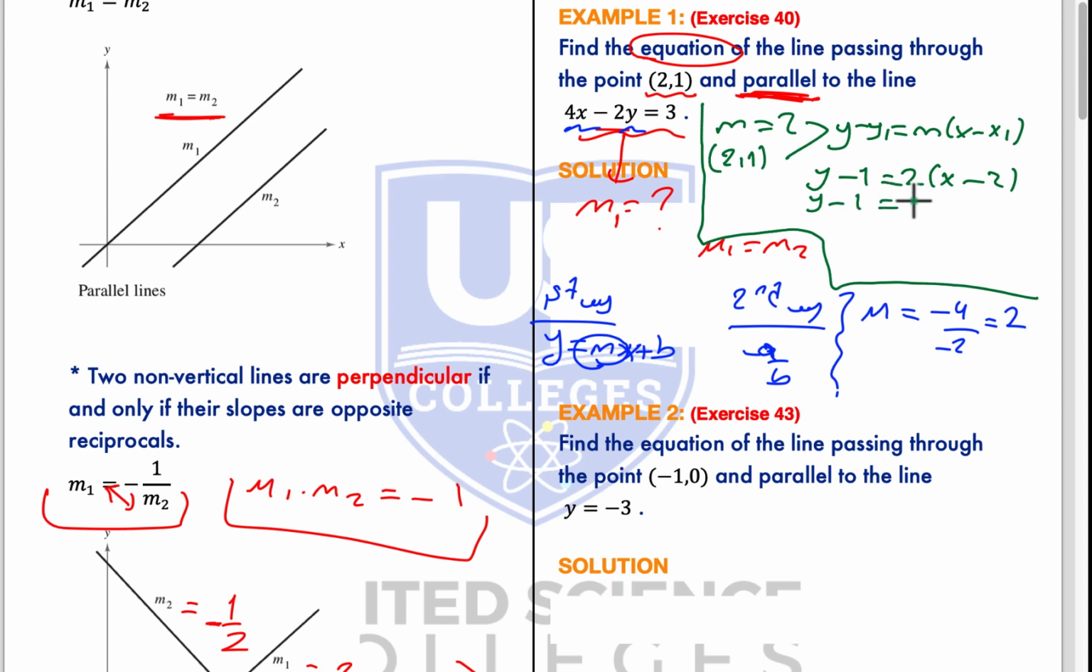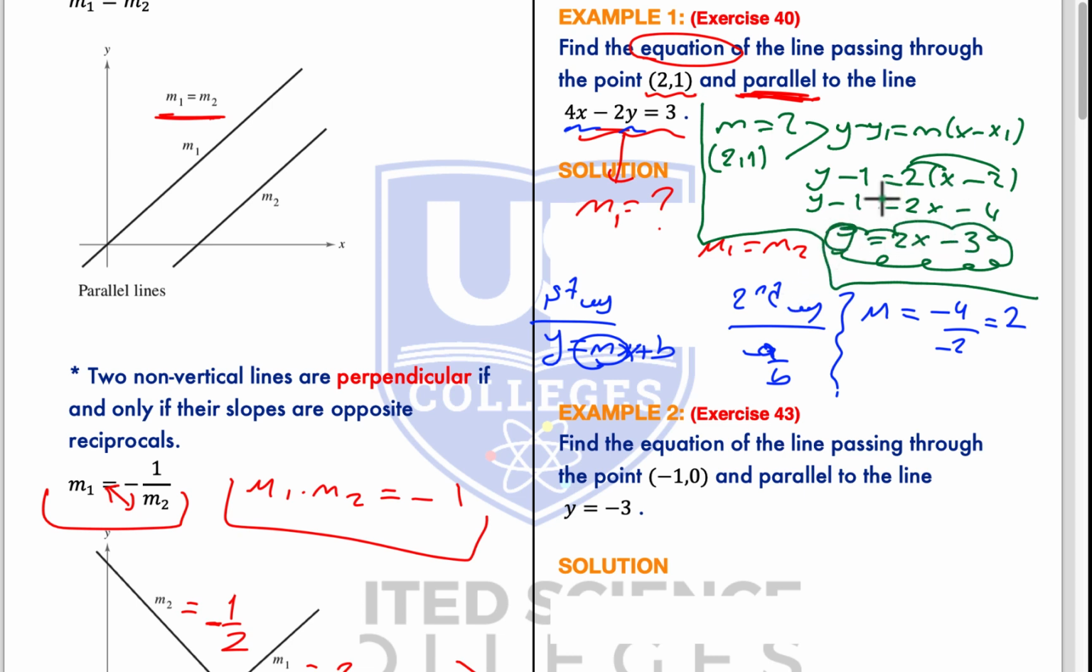y minus 1 equals, distribute 2 to the bracket, 2x minus 2 times 2, 4. Bring negative 1 to the other side. y is equal to 2x minus 4 plus 1, so 2x minus 3. So that's the equation I am looking for. So this is the way.